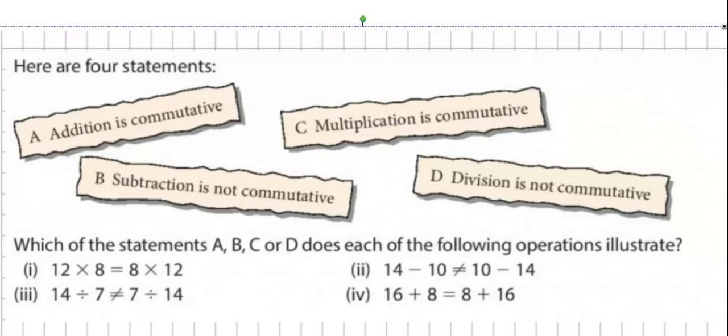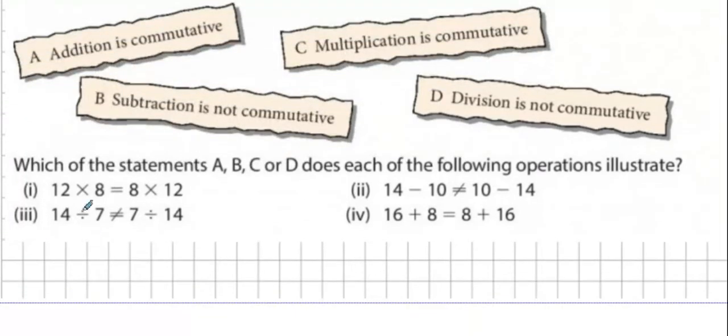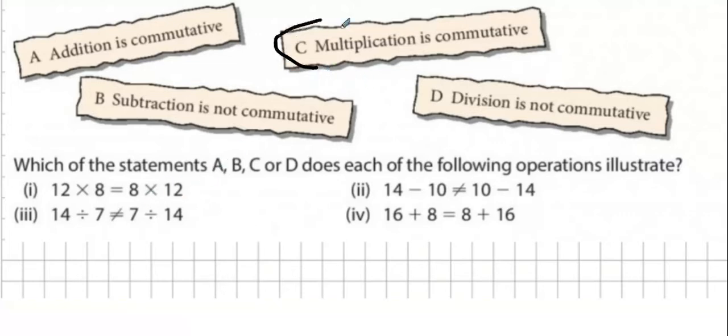Alright, lads, commutative means the order doesn't matter. Okay, so first of all, is 12 multiplied by 8 the same as 8 multiplied by 12? It is. This means multiplication is commutative, which is C. Next one. Is 14 take away 10 the same thing as 10 take away 14? No. So what does that mean?